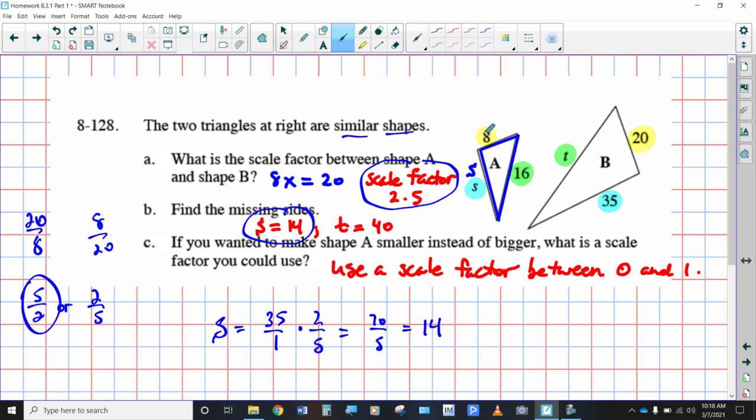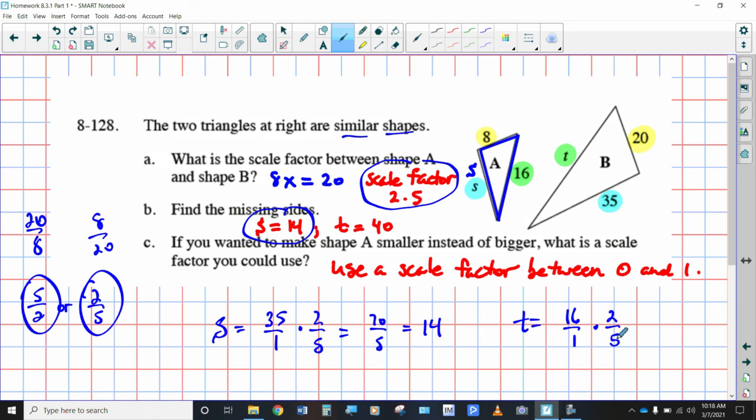And that makes sense, right? Because s is a length between 8 and 16. That's the shortest, that's the longest. 14 falls between there. That makes sense. Now let's solve for t. T is the longer one. So t is going to be equal to what you get when you take 16 and you multiply times the scale factor. That's going to shrink it.